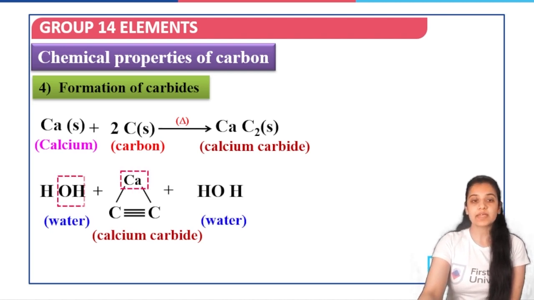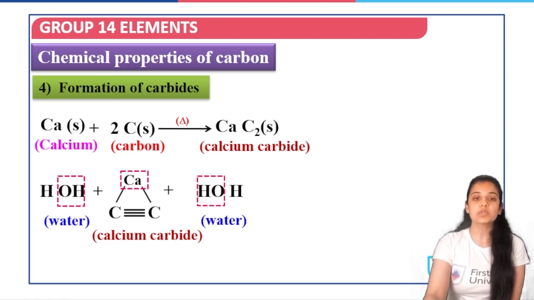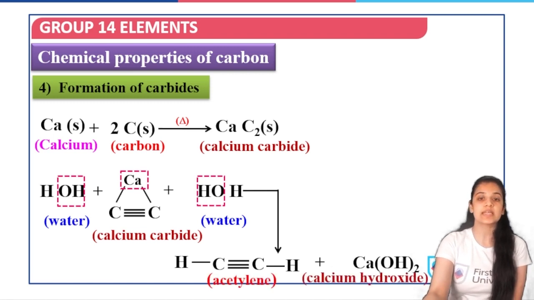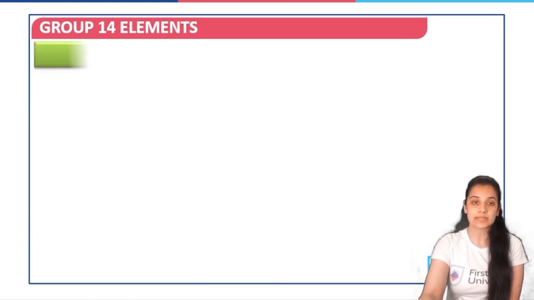So what will happen is that calcium carbide on reaction with water, OH of the two water molecules will form calcium hydroxide, and what we get is ethyne as the product, or acetylene is what you call it. So this is the entire reaction that is taking place in the formation of carbides.